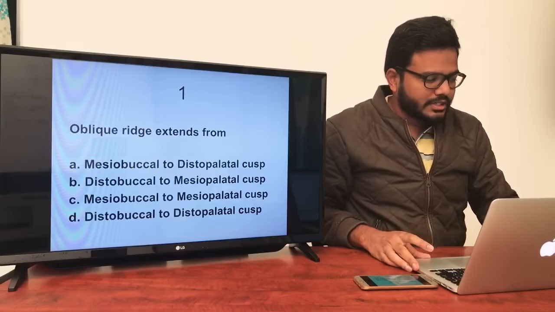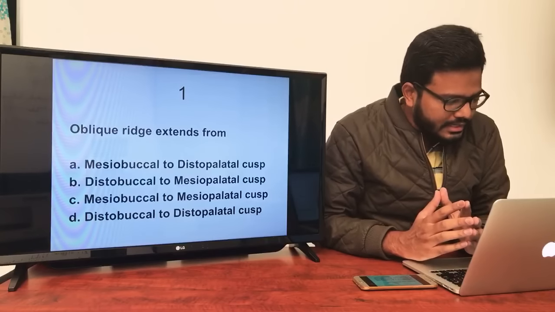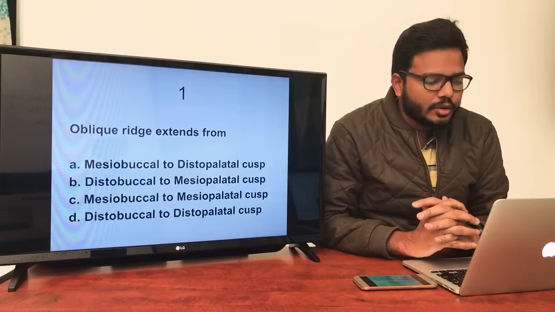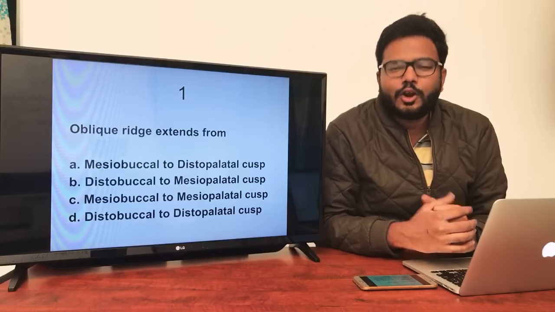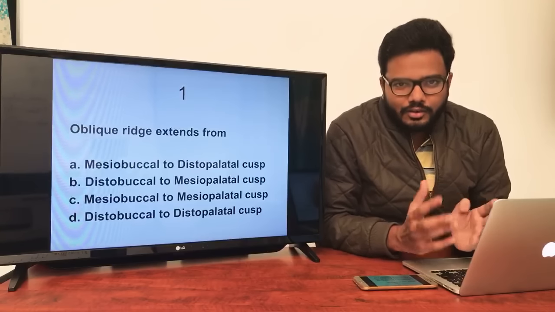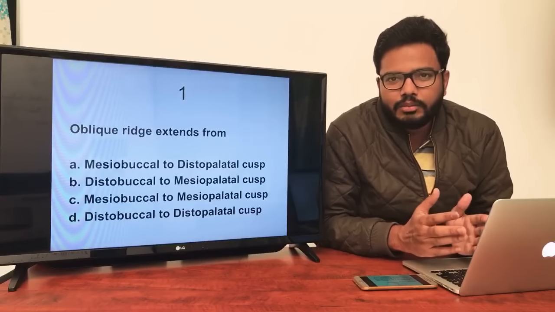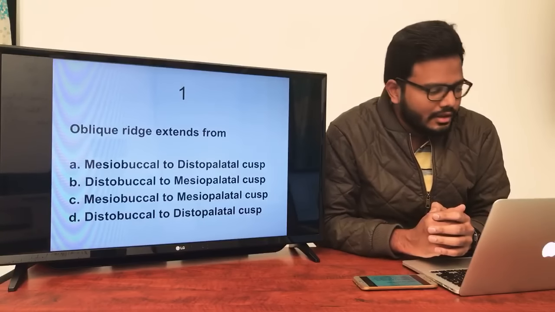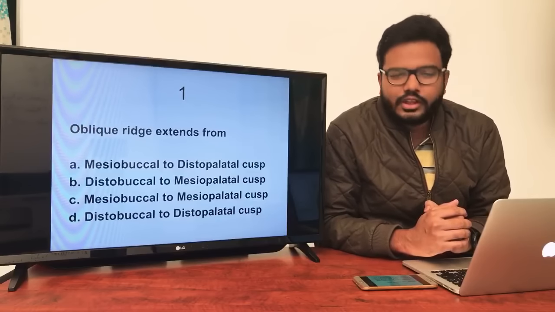You have the following options. Option A, mesiobuccal to distopalatal. Option B, distobuccal to mesiopalatal. Option C, mesiobuccal to mesiopalatal. Option D, distobuccal to distopalatal. I tried to jumble up these options and words to confuse you as much as I can, so do choose the appropriate option. As you know, the oblique ridge is a linear elevation extending obliquely in permanent maxillary first molars. What are the cusps it joins in the process of extending on the occlusal surface?